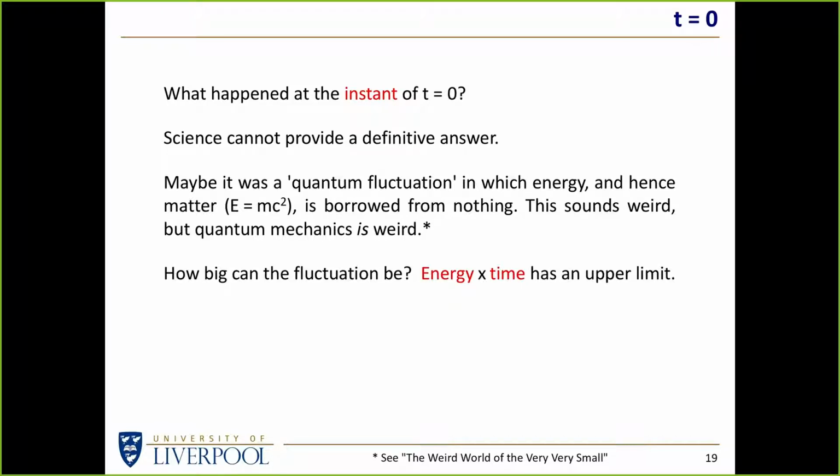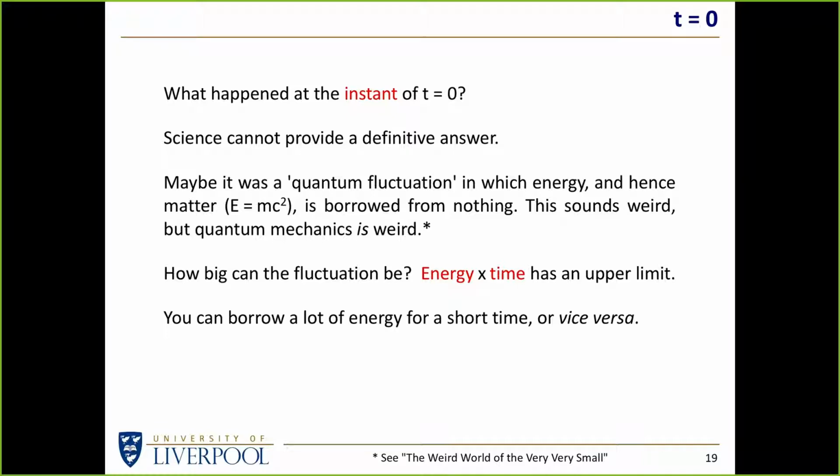How big can the fluctuation be? Well, you can borrow, in a sense, as much energy as you like from the bank of nothing, as long as you pay it back in a certain time. And there's a fundamental rule that says energy times time has got an upper limit. In other words, you can borrow a small amount for a long time, or if you borrow a very large amount of energy, you've got to pay it back very quickly.